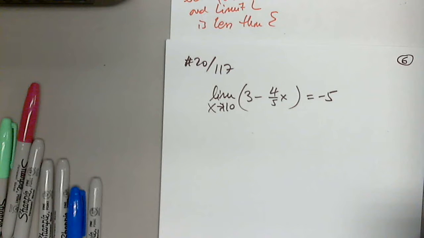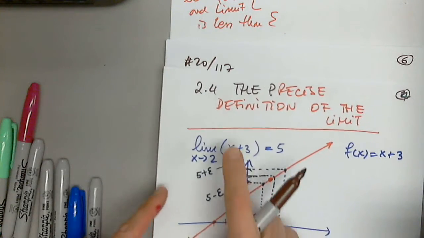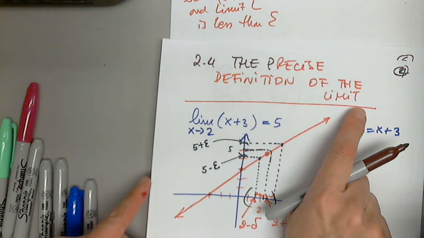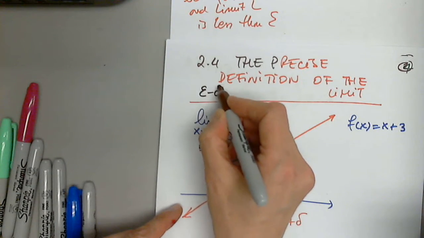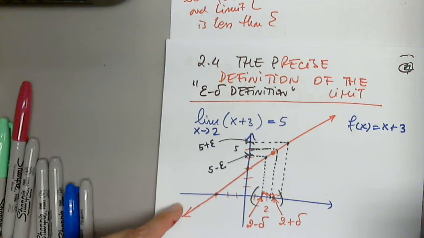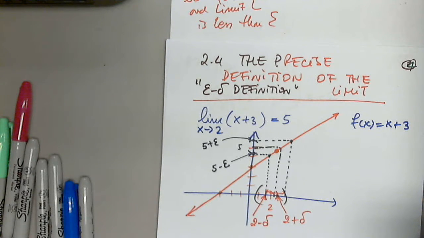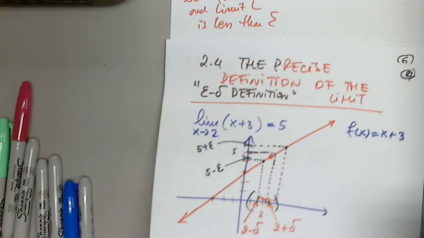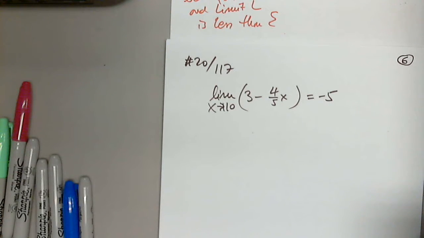Prove the statement using the epsilon delta definition. And I would like to add that in here. The precise definition of the limit is one way of saying it, or the epsilon delta definition is a different way of saying it. So we're either asked to use the precise definition of the limit to show, or we're asked to use the epsilon delta definition to show that the limit exists. One or the other. So in our problem, we're asked to prove the statement using the epsilon delta definition.